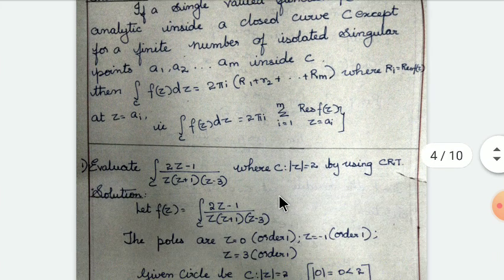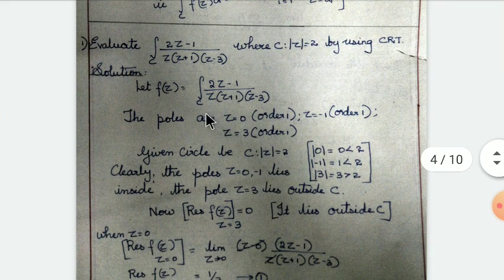Let us see the first question. Evaluate the integral over C of (2z minus 1) by z into (z plus 1) into (z minus 3), where C is mod z equal to 2, by using Cauchy's residue theorem. You see this is specifically mentioned, by using Cauchy's residue theorem. Suppose this is not given, we can do the same problem by Cauchy's integral formula. But before going to that, what are the poles of this function f of z? 0, minus 1, plus 3.